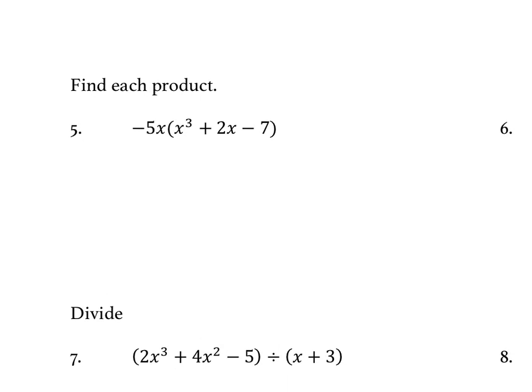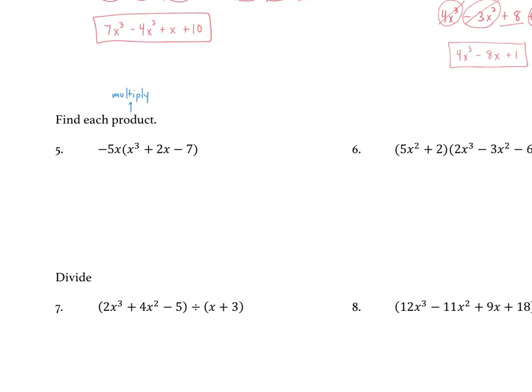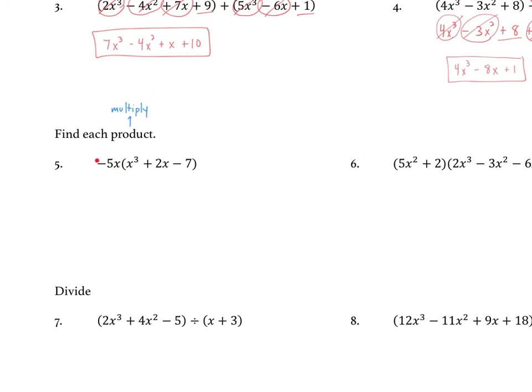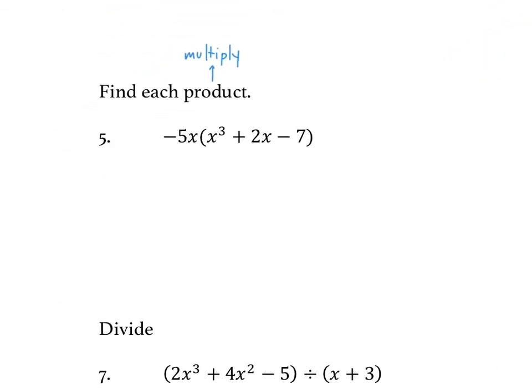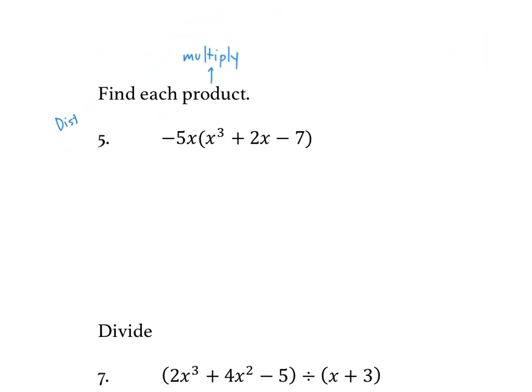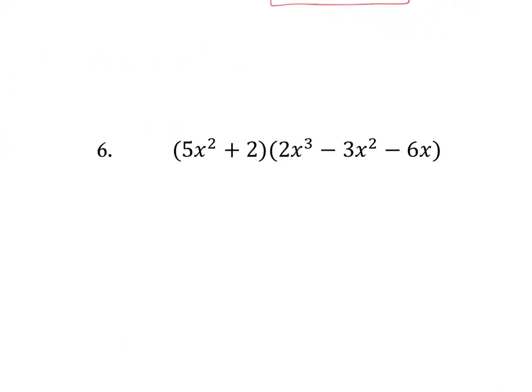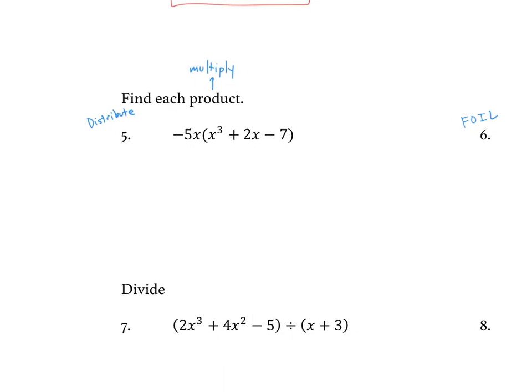Okay, the next one says find each product. And remember, the word product in math means multiply. For the first one, since it's just a monomial out front, multiplying means distribute. For number 6, since it's not a monomial, it's two things added out front, we're going to FOIL once we come to that. Okay, so that's the plan.